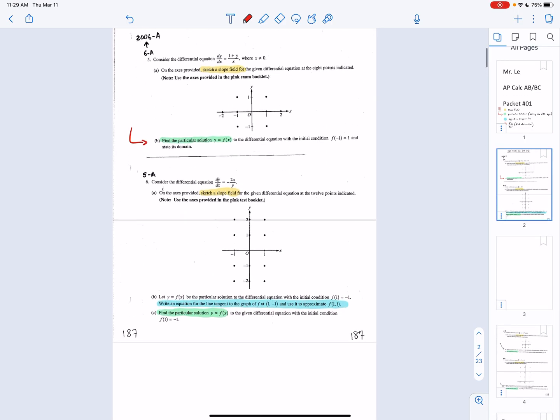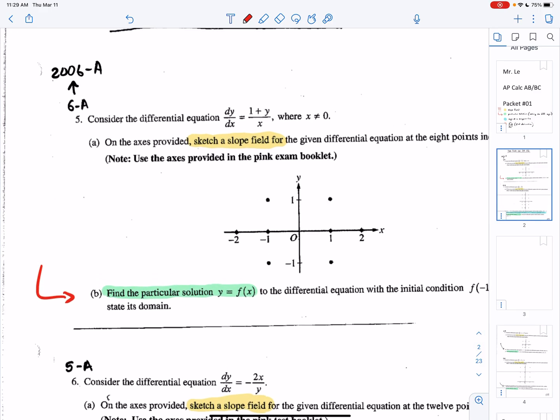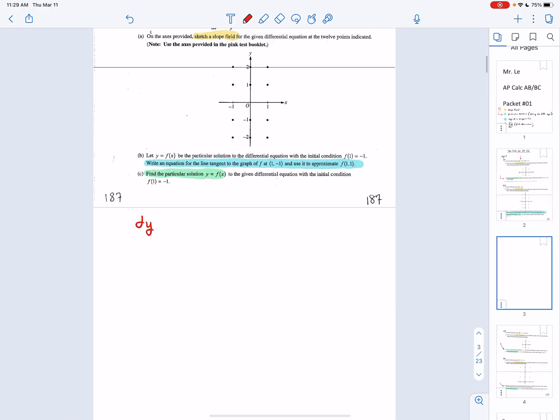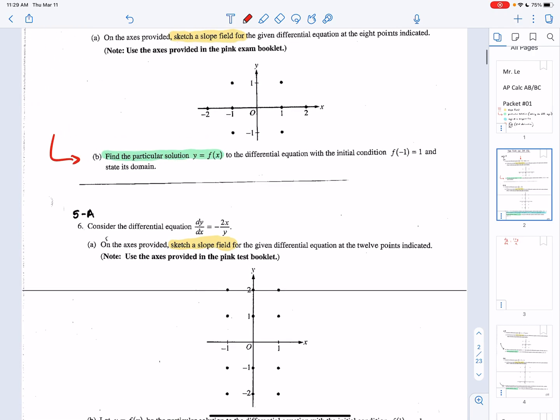Okay, so here we have the differential equation dy over dx is equal to 1 plus y over x. I'm going to go ahead and write that down. dy over dx is equal to 1 plus y over x. Okay, and they give me an initial condition here.